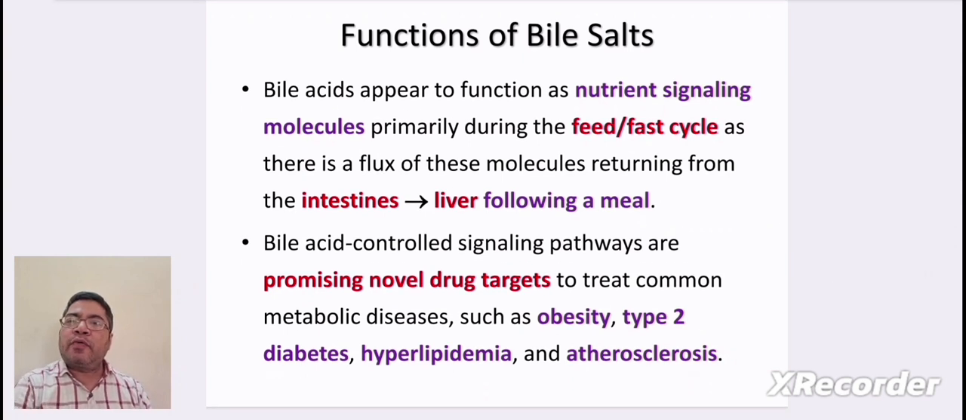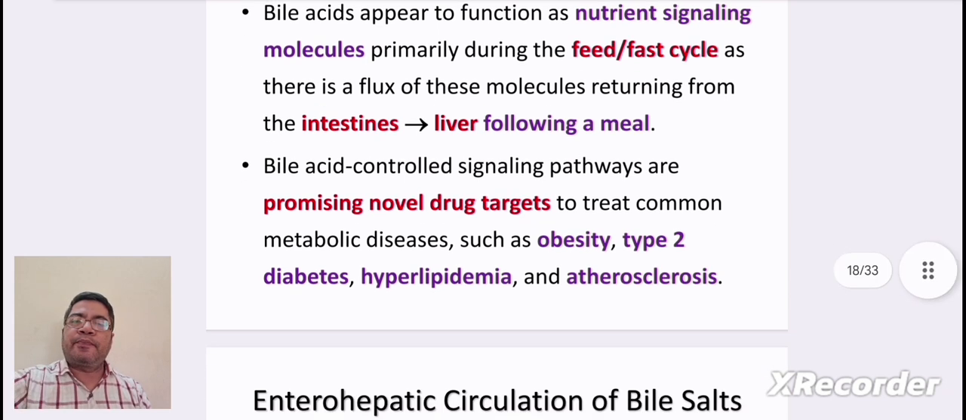Bile acids appear to function as nutrient signaling molecules, primarily during the feed or fast cycle, as the flux of these molecules returns from the intestines to the liver following a meal. Bile acid controlled signaling pathways are promising novel drug targets to treat common metabolic diseases such as obesity, type 2 diabetes mellitus, hyperlipidemia, and atherosclerosis.